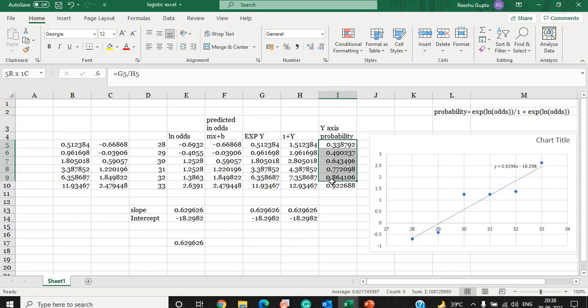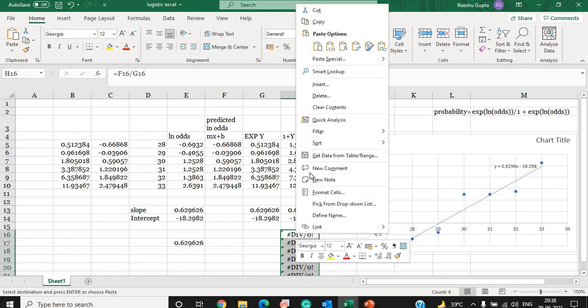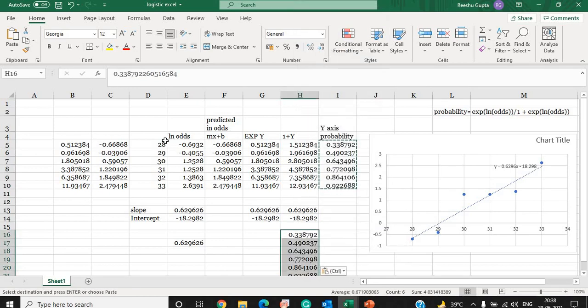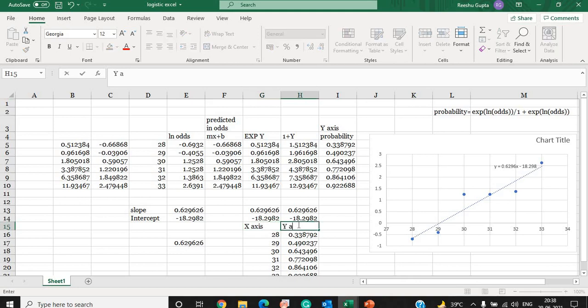Now we are going to take these numbers and these numbers. So this is going to be our x-axis when we are making the sigmoidal plot, and this is the predicted probability that is going to be on the y-axis. So the x-axis is the gestational age, and this is the probability.